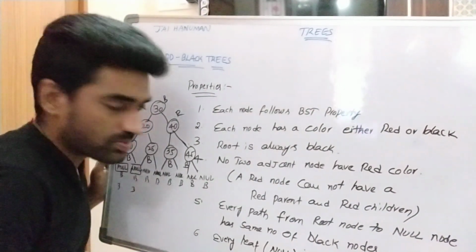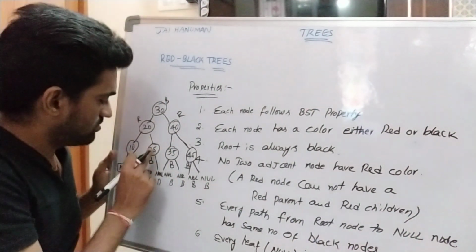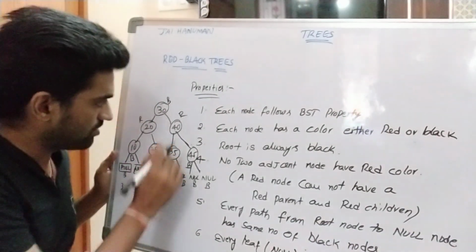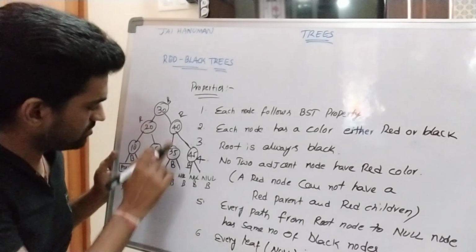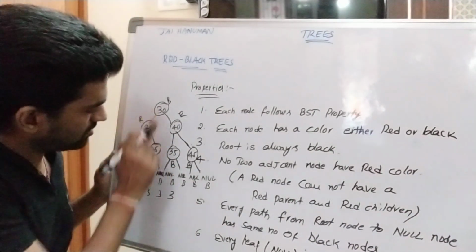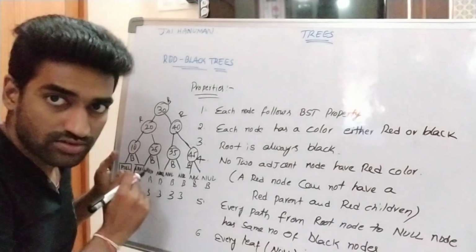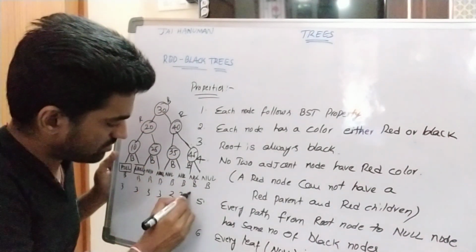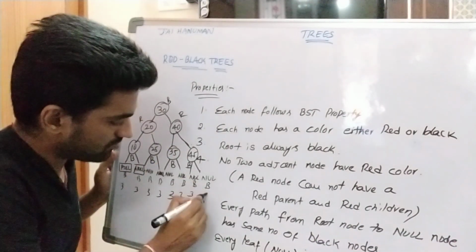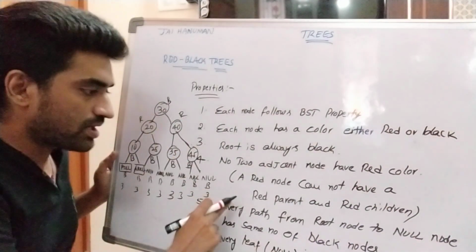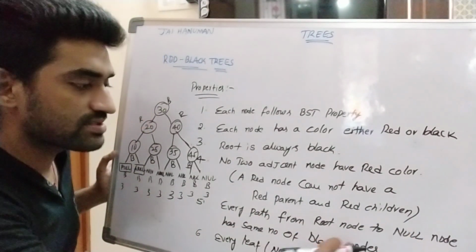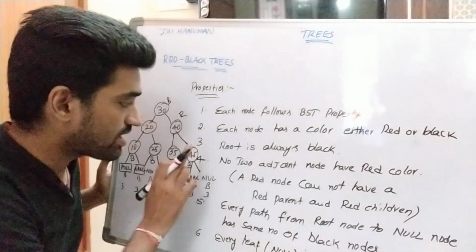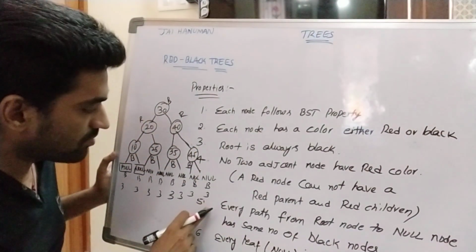So here for this path 1, 2, 3. Sorry, 1, 2, 3. Null nodes are also black nodes, right? So here 1, 2, 3. So every path from a root node to null node has the same number of black nodes. That's why this also satisfies property number 5.